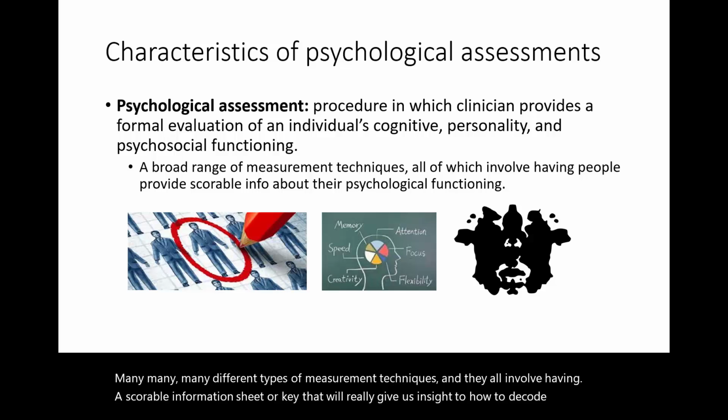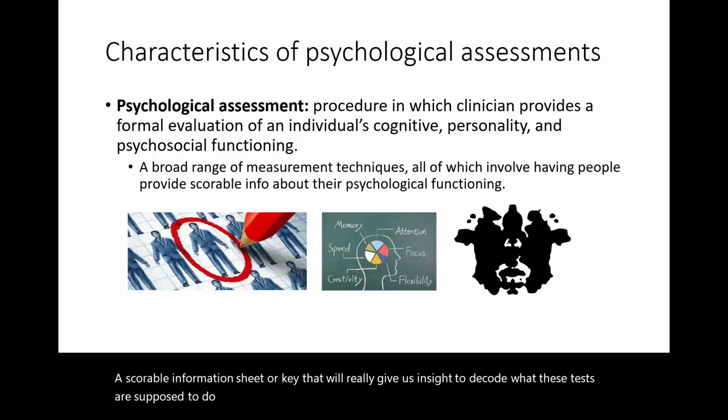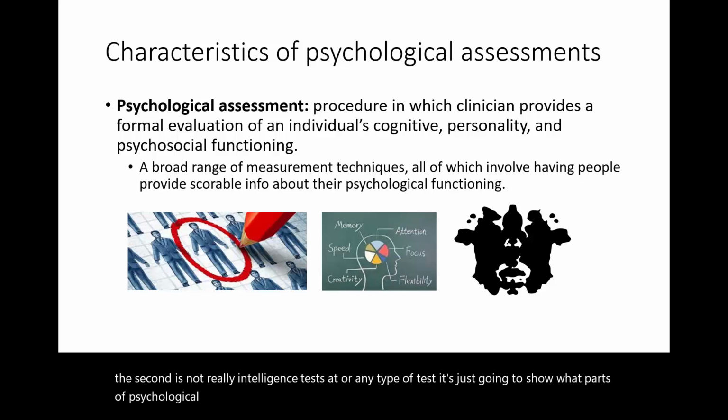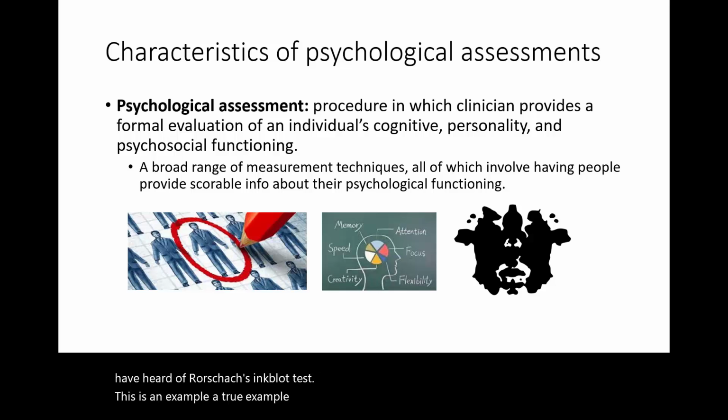So you see, I put 3 pictures here. One comes from a type of intelligence test. The second is not really an intelligence test at all, or any type of test. It's just going to show what parts of psychological functioning we're testing. And the last one is an ink blot. You might have heard of Rorschach's ink blot test. This is a sample of one of those ink blots.